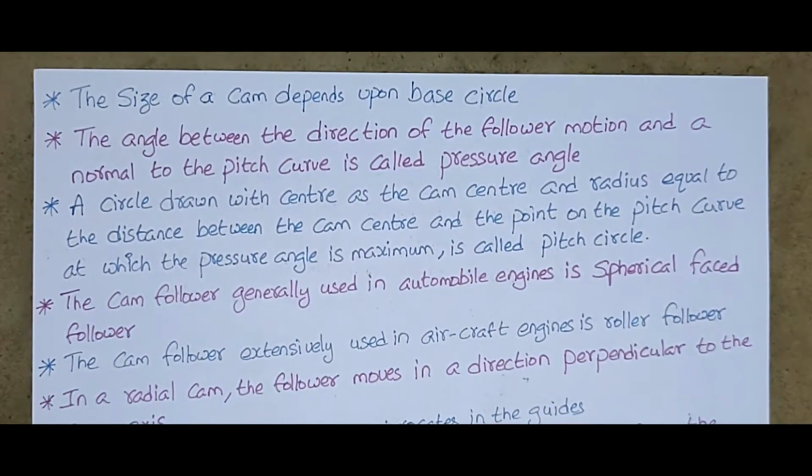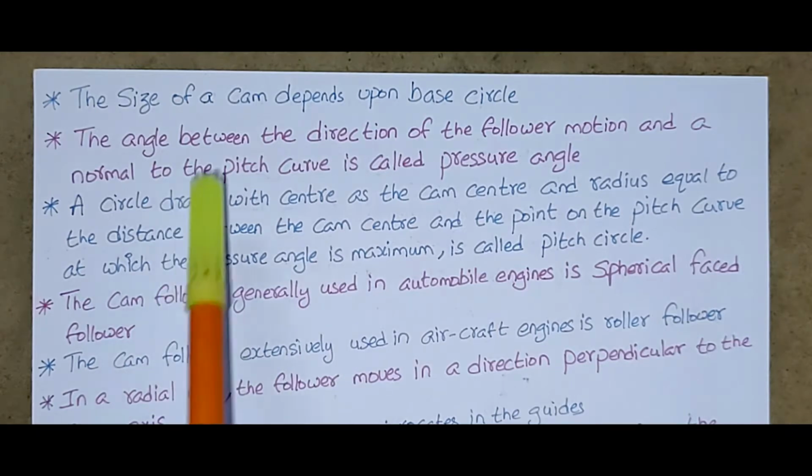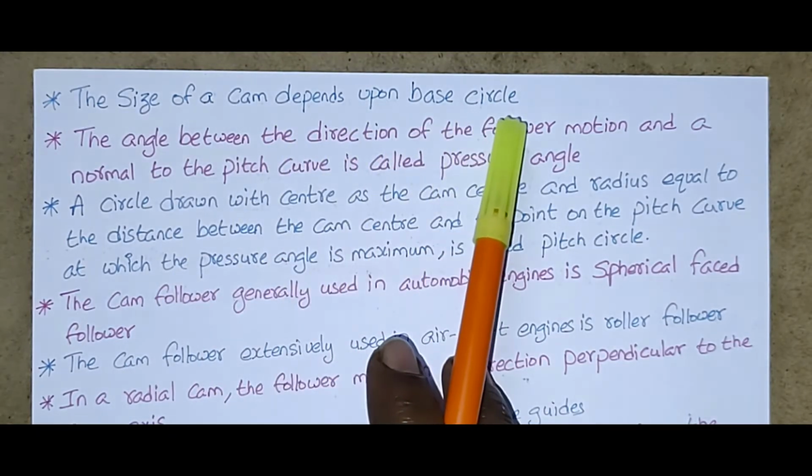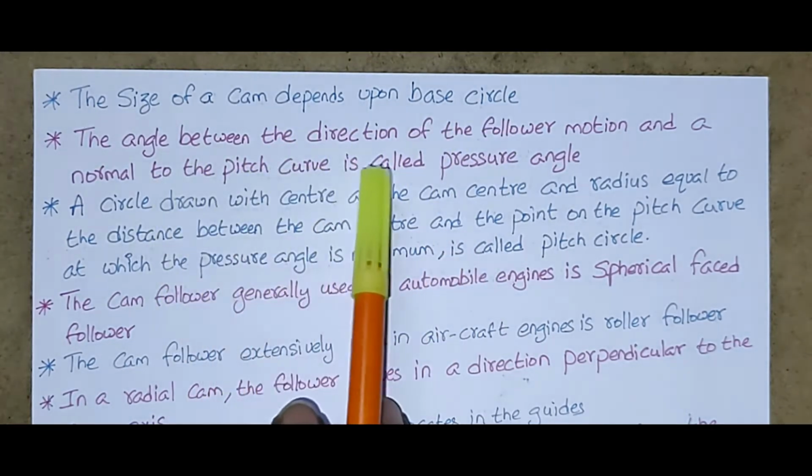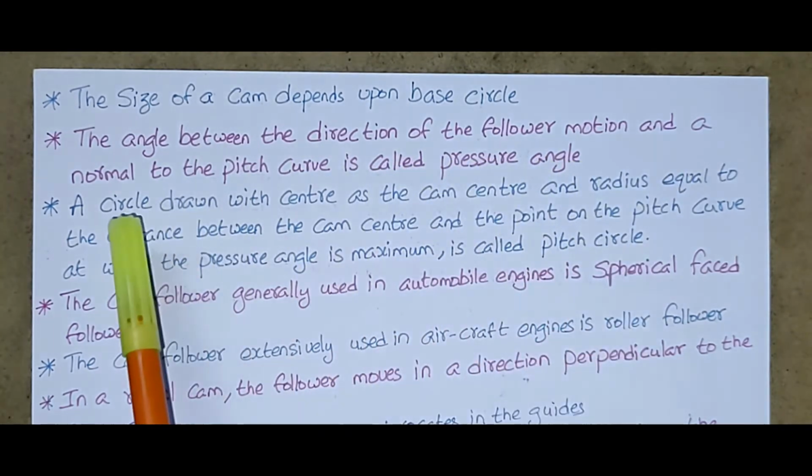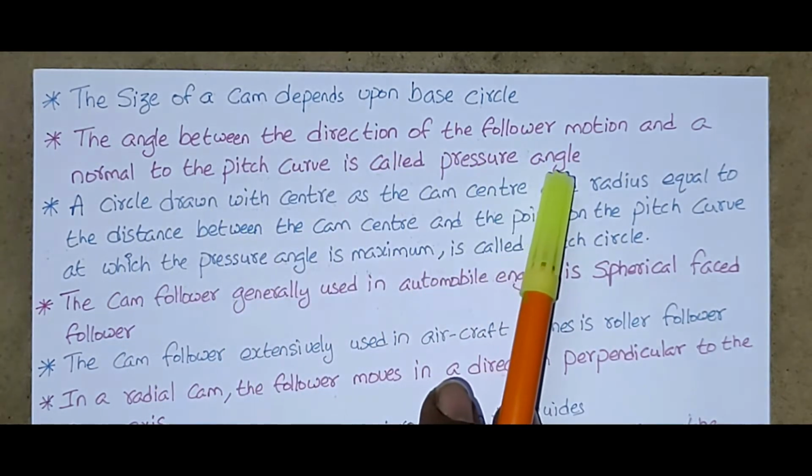So the material is ready now. We will start discussing this material. The size of a cam depends upon the base circle. The angle between the direction of the follower motion and a normal to the pitch curve is called pressure angle.